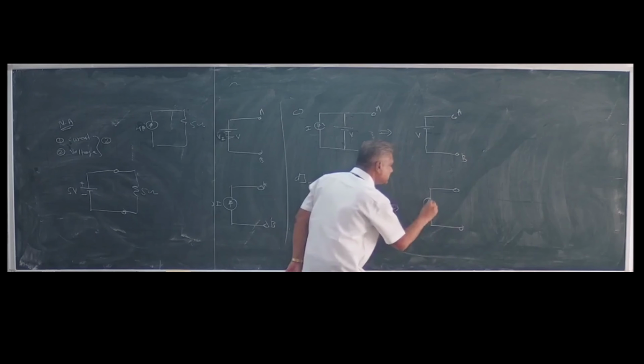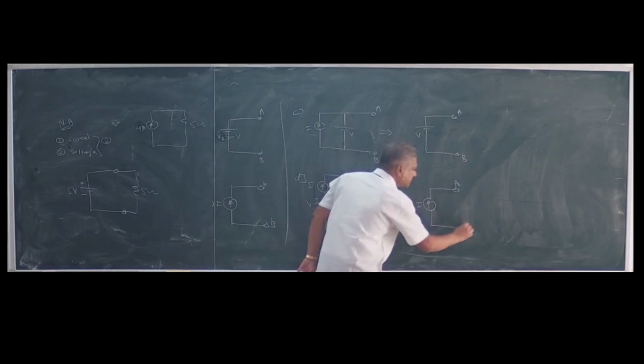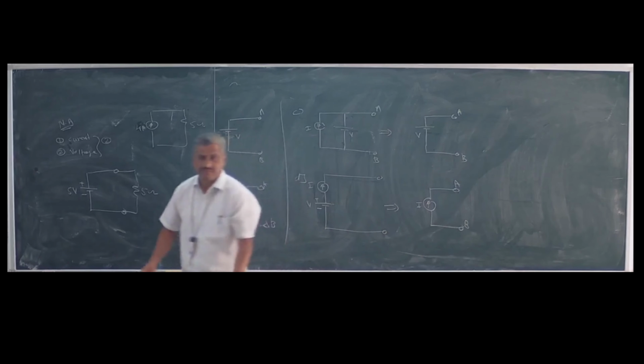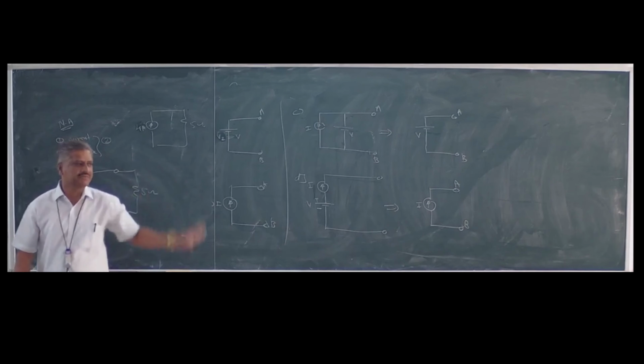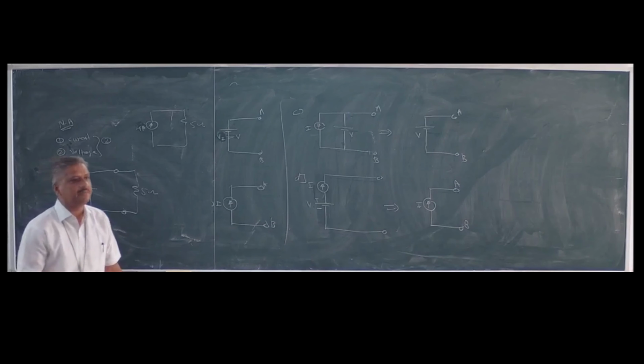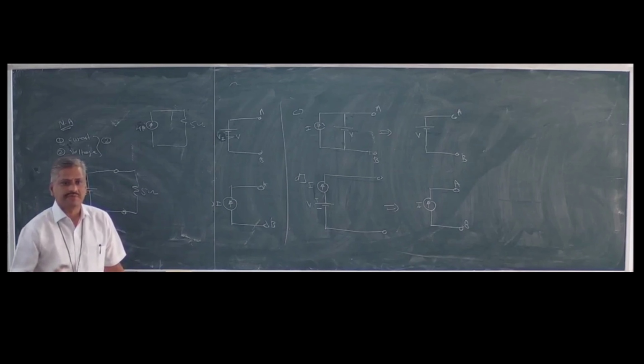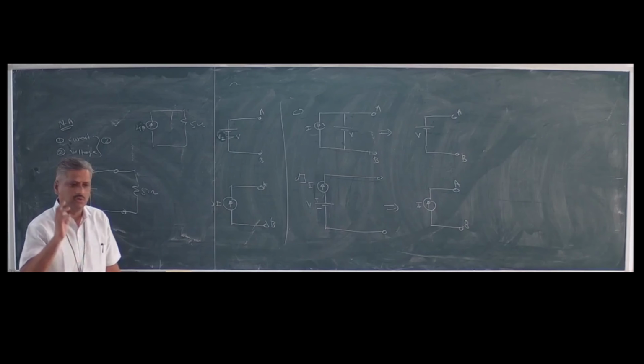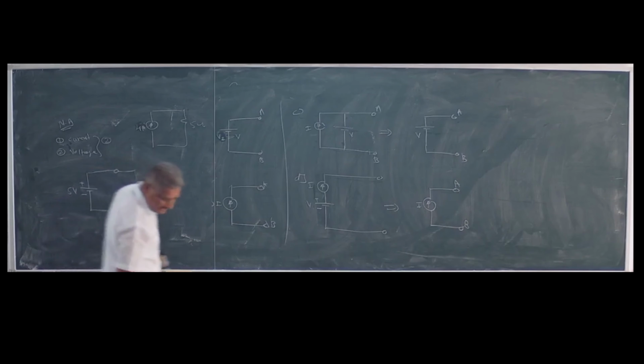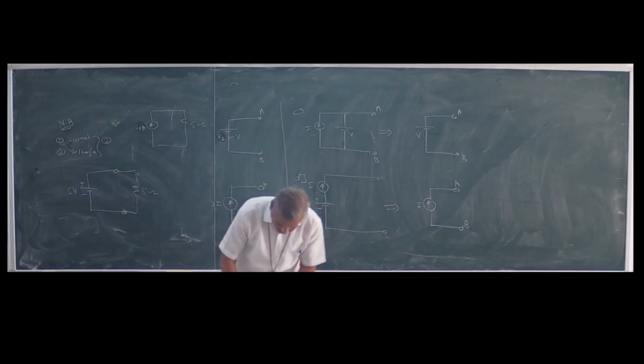Here is the current source of I value, here is the A terminal and B terminal. And only these things are sufficient to solve any problem based on source shifting and source conversion. First two problems, I will go very slowly. If you have any difficulty related to any point, ask me there itself. And then I will increase the speed a little bit.